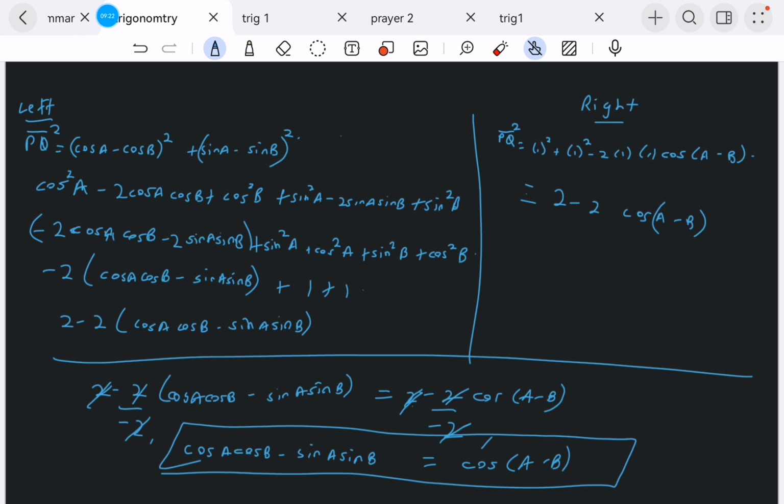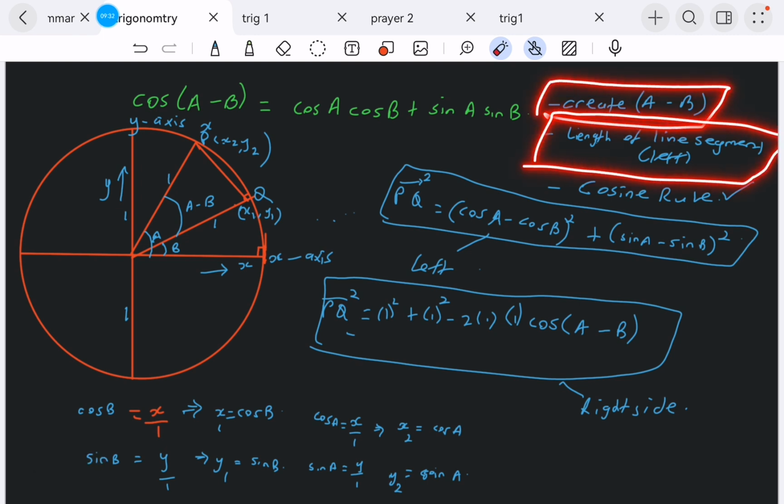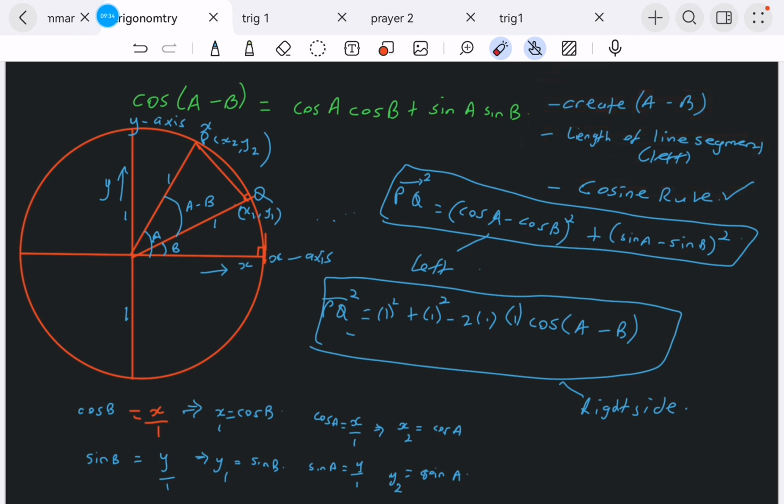Thank you for attending this lesson. It's been a long journey, but trust me, the steps are simple. Okay, and I summarize them for you. Create an A minus B. Use the length of the line segment on the left side, and then on the right side use the cosine rule. That's it.